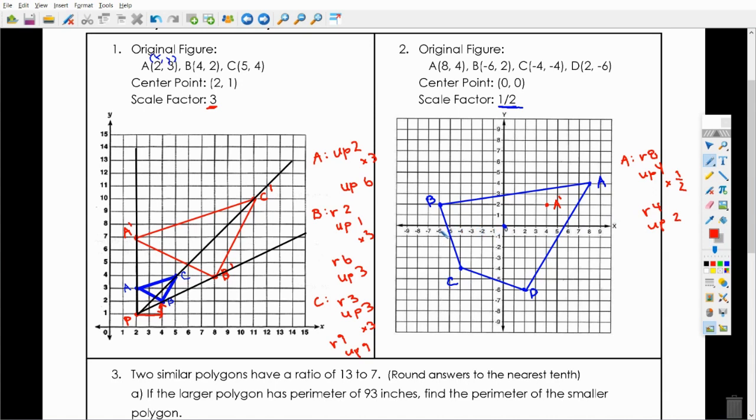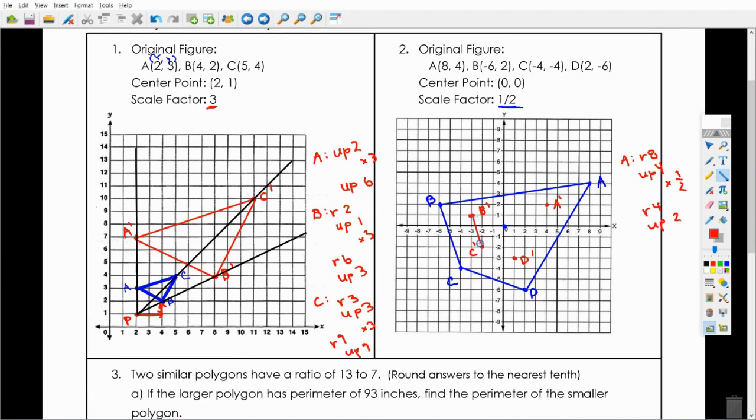So B is left 6, and then up 2, so you're going to go left 3, and then up half of that, so just 1. So there's B prime. Keep doing this. So C is left 4, down 4, so left 2, down 2, C prime. And for D, it's going to be right 2 and down 6, so right 1, down 3. And that's not quite the letter D. There we go. And then I forgot the prime there.